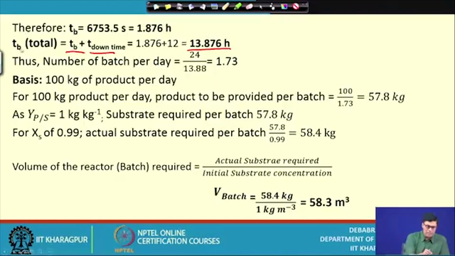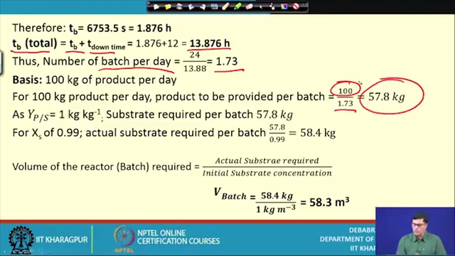So the total time required in the batch process is coming about 13.876 hours. The number of batches per day is about 1.773. Am I right? Now, how much product we shall have to produce? 100 kg. So if you divide by 1.73, how much product you have to produce per batch? 57.8 kg of product per batch.